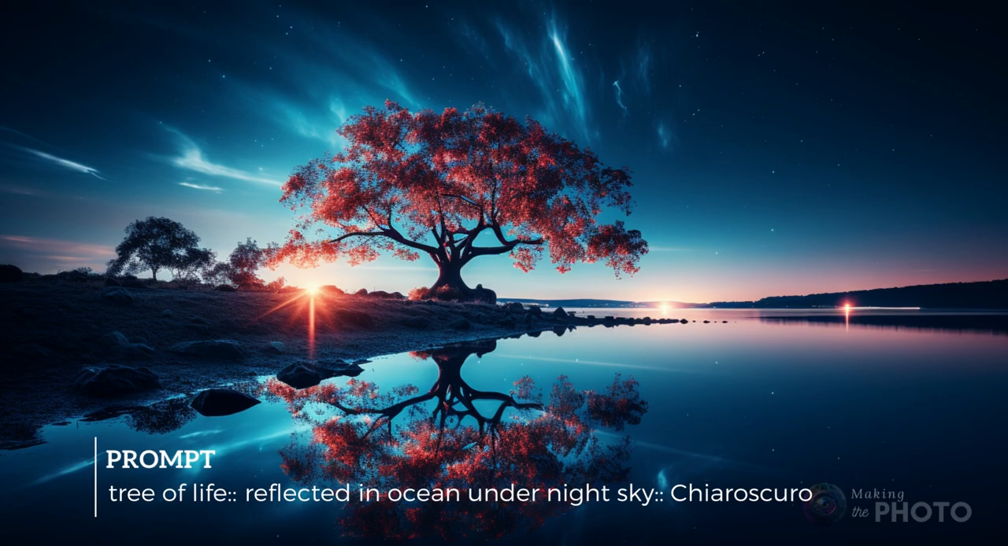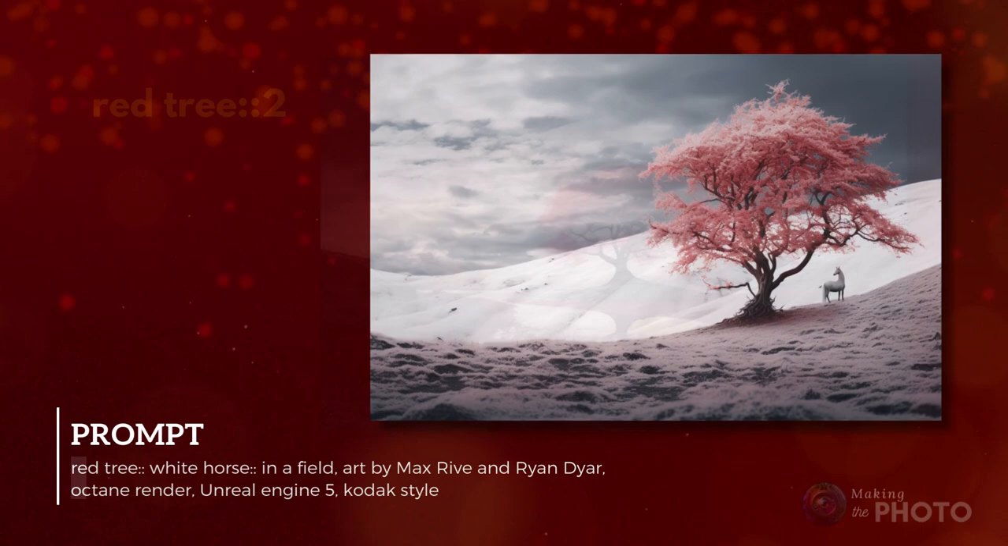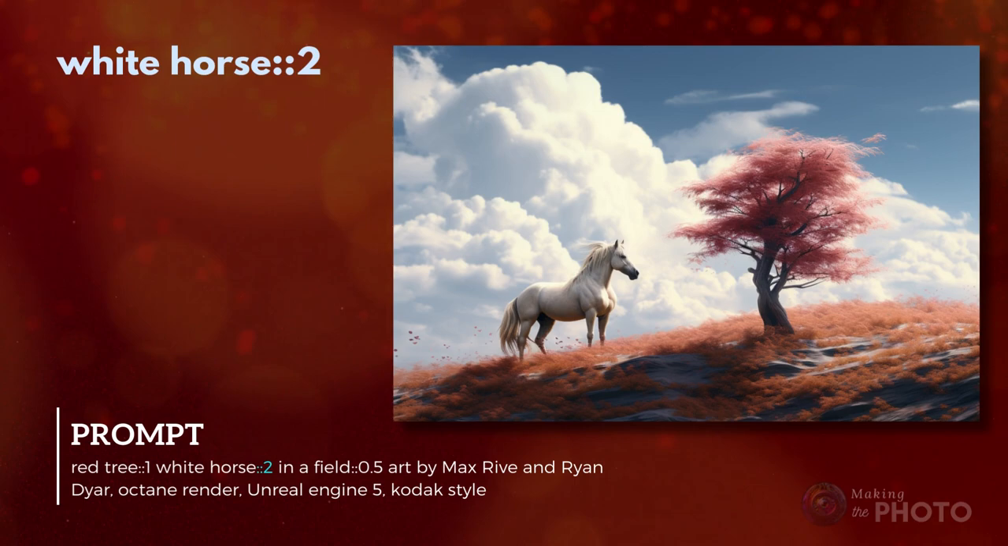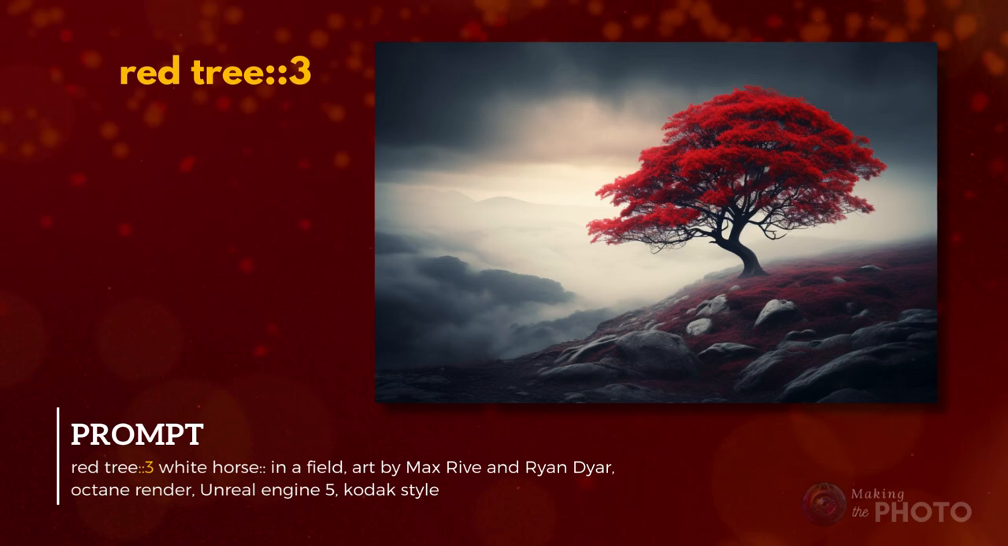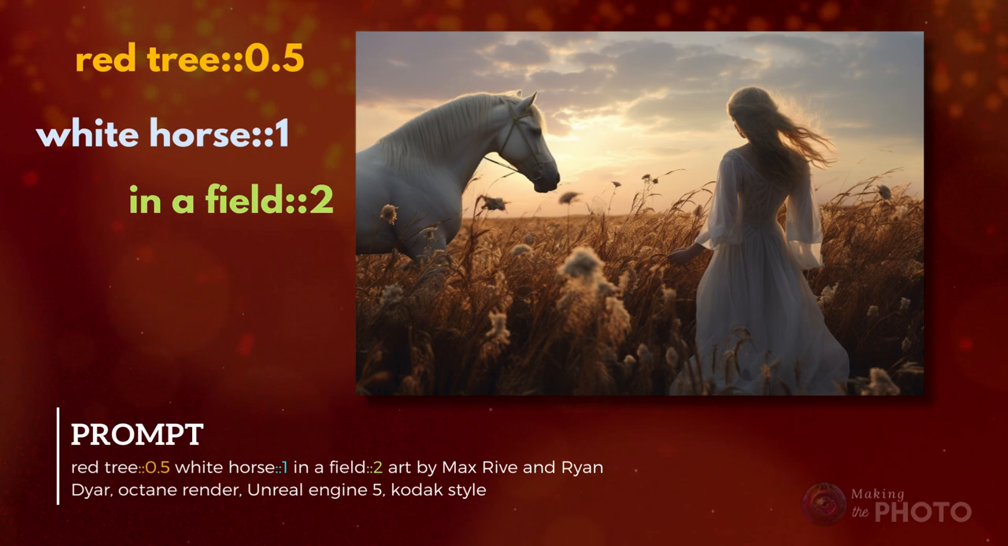You can see the difference when I shift the weight from the red tree to the white horse. But it's a balance. A lot of emphasis on one element of your prompt makes the other element completely disappear. The default weight is 1, but if you want something to have less weight, you can weight it 0.5. If you want something to be more important, weight it 2 or more.